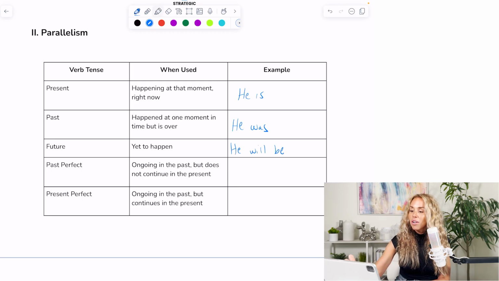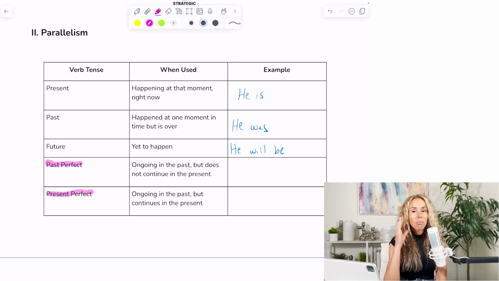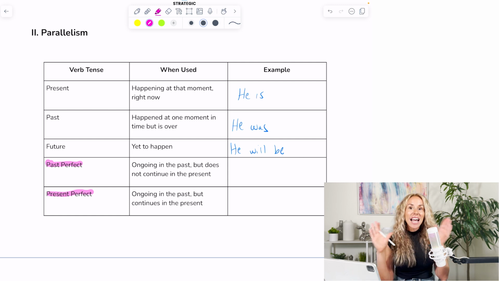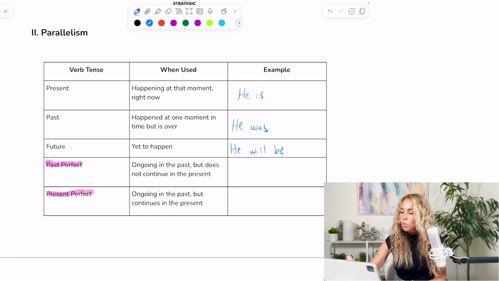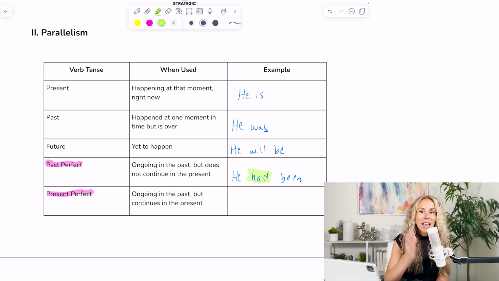Now, I want you to star these two: past perfect and present perfect. These are the ones that really mess students up. These are the ones they're testing on the digital SAT that they did not test on the paper test. So first, past perfect is something that's ongoing in the past and stops at some point in the past. To give you an example, you would say "he had been." So you're looking for the word "had." That makes it ongoing in the past, but done in the past.